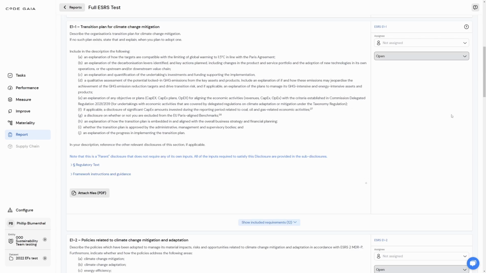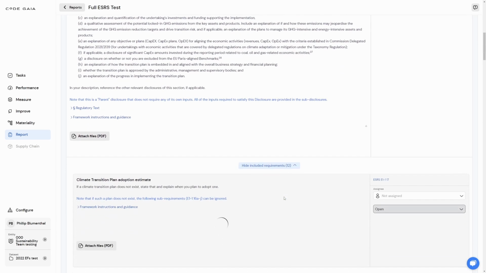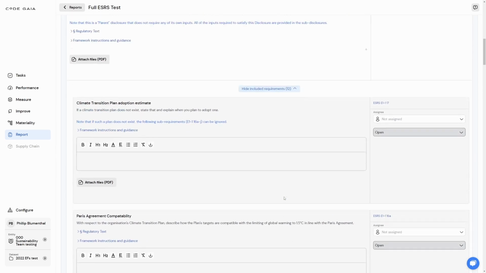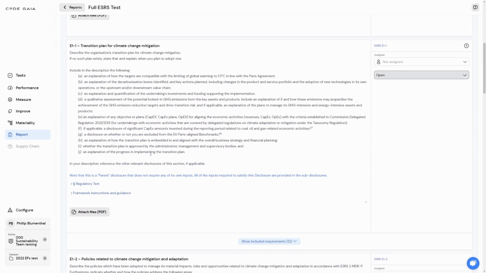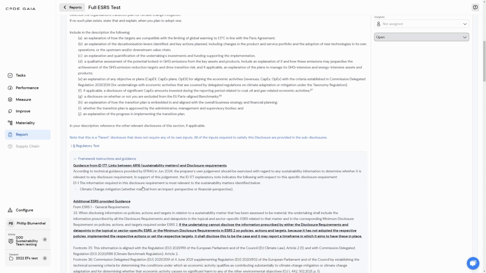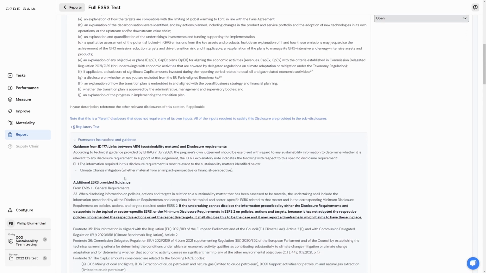slightly more formal way. Here is the reporting module of our software, and we're looking here inside the climate topic, and this is E11, the disclosure which requires the reporting of information relating to a transition plan for climate change. And of course we have this number of child requirements. These are the disclosures broken down into further detail. What we've done then is at the parent level, at the disclosure level, we've included now in our framework guidance a reference to the material from ID 177 here.